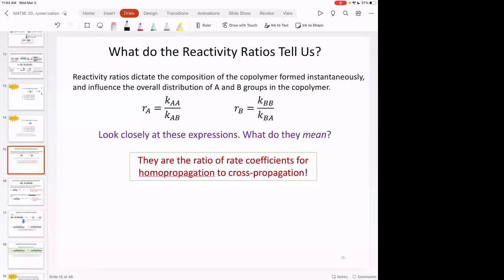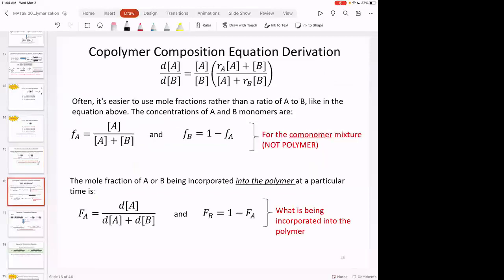So the reactivity ratios, which we're going to use extensively, go back to the 4 equations, homo and hetero propagation that we've talked about, and they're the ratio of the coefficients for these 2 reactions, or the likeliness or the speed of those 2 reactions. And so we just need to figure out what's going on with the concentrations, and then we're all set to plug it into the equation. All right, and so we have this equation.